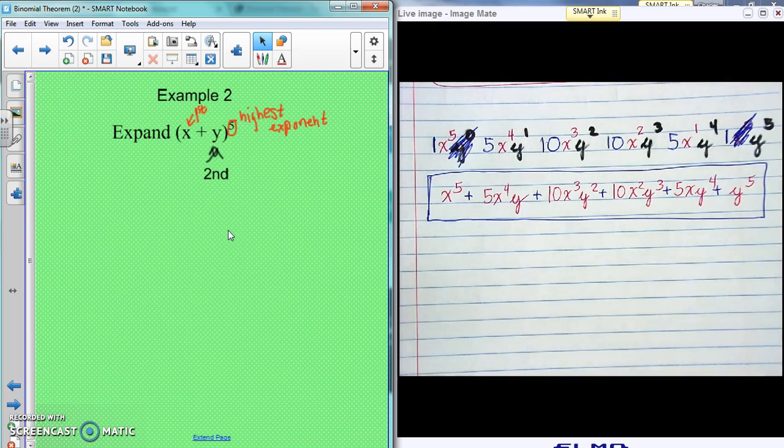And that's the whole process, over and over again. If not, you're going to have to do FOIL about 4 times here to get the answers correct, and it's going to get nasty and ugly. So Pascal's triangle is for your benefit, so use it. But after this example, we're going to start using combinations, and that's even better.